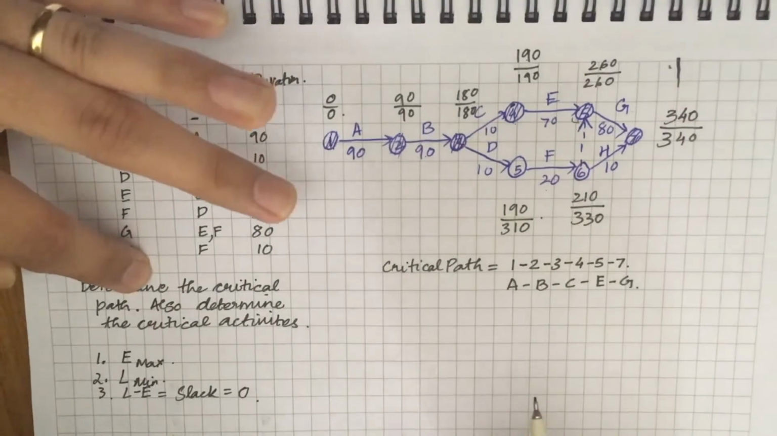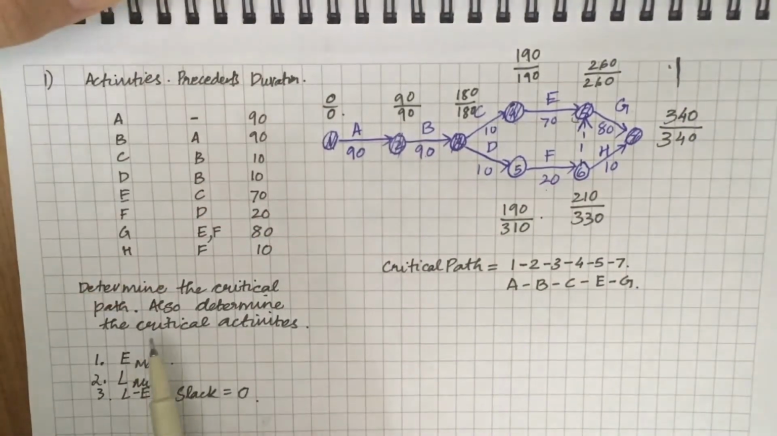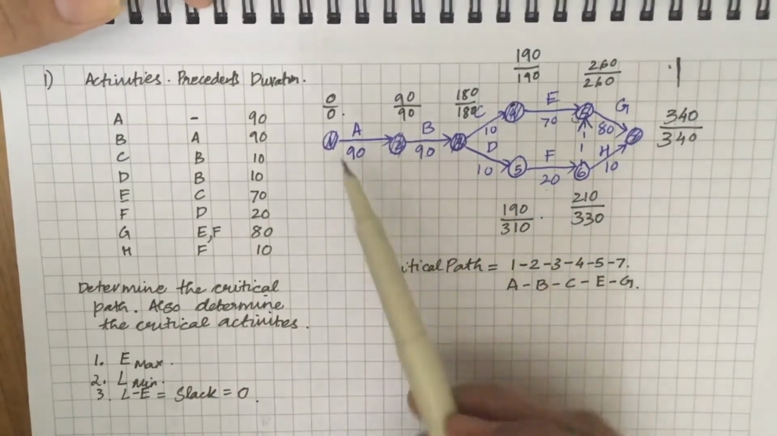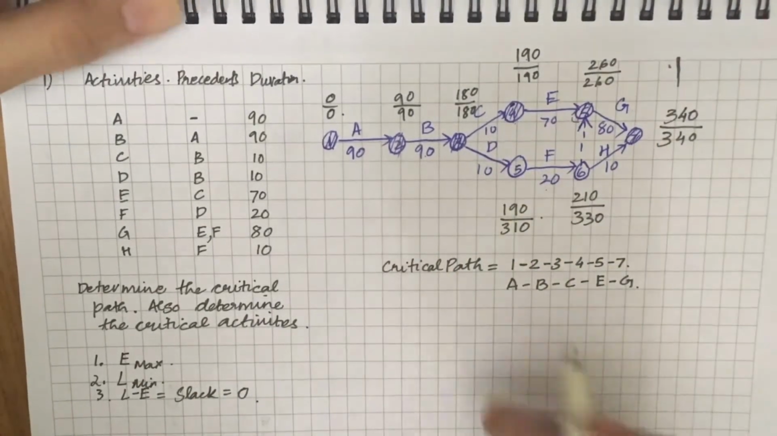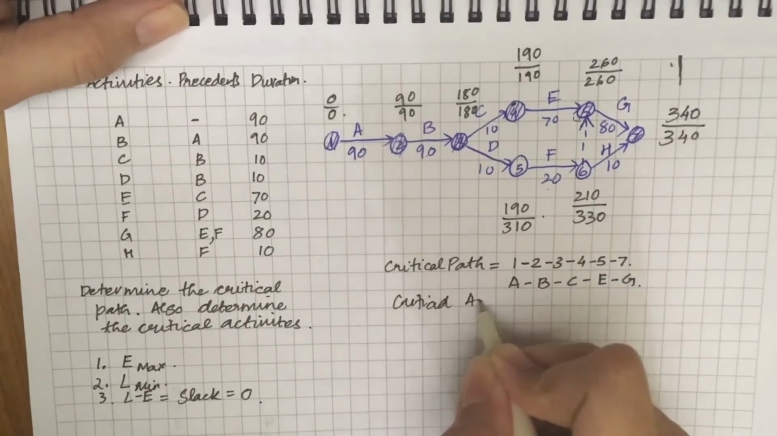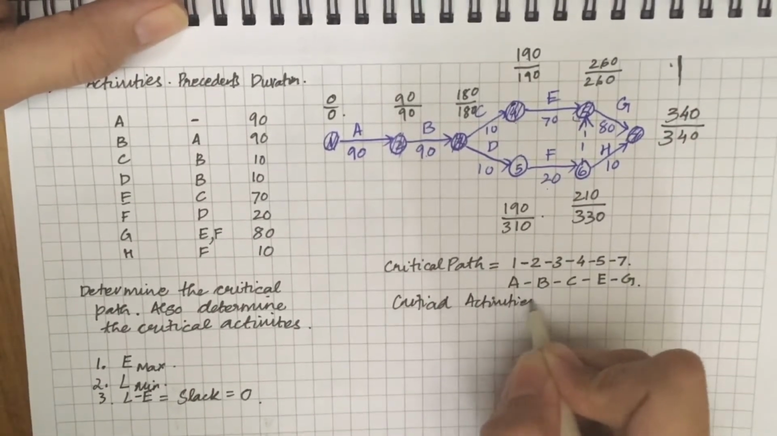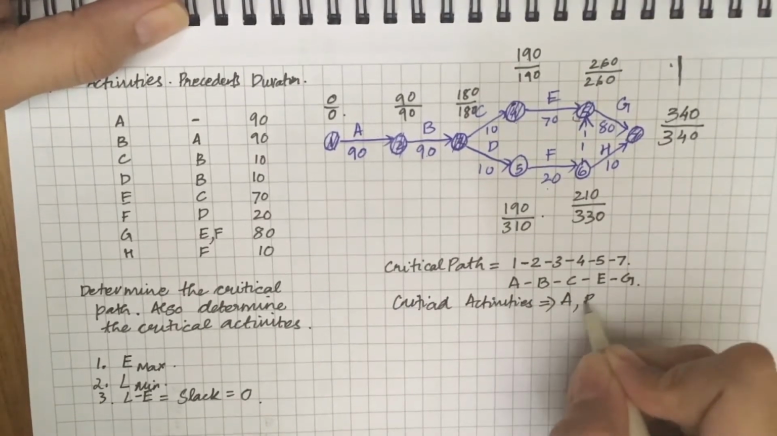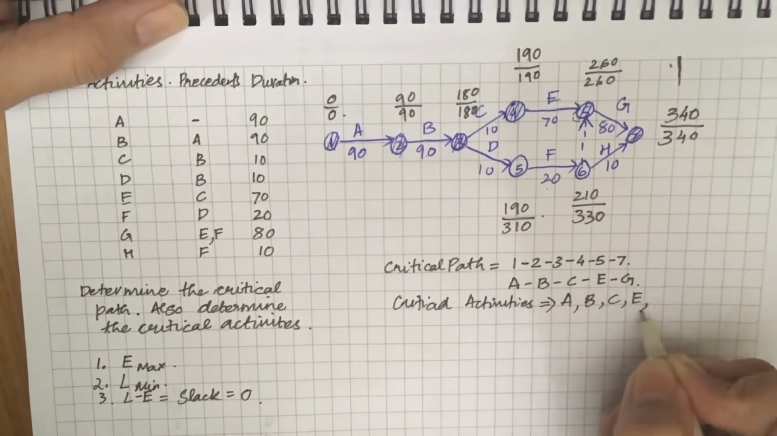Now the second step, it is asked to determine the critical activities. So all the activities which lie on the critical path are critical activities. So the critical activities are activity A, B, C, E, and G.